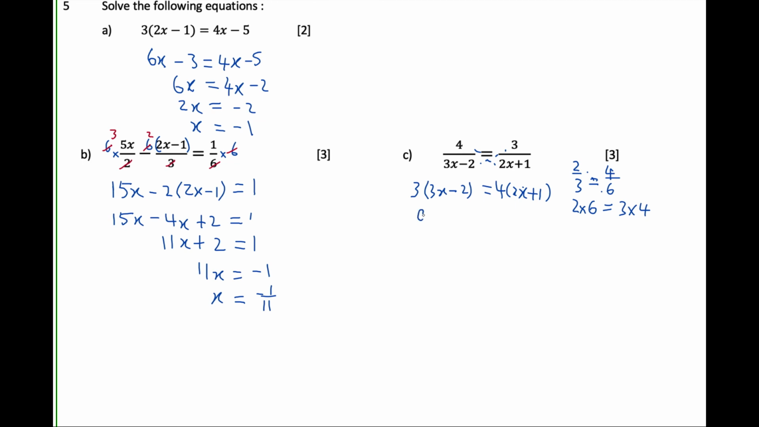Open up. 9x minus 6 equals 4 times 2 is 8, plus 4 times 1. Get rid of 6, plus 6, plus 6. Subtract 8x to leave behind 10. Subtract 8x to give you x.